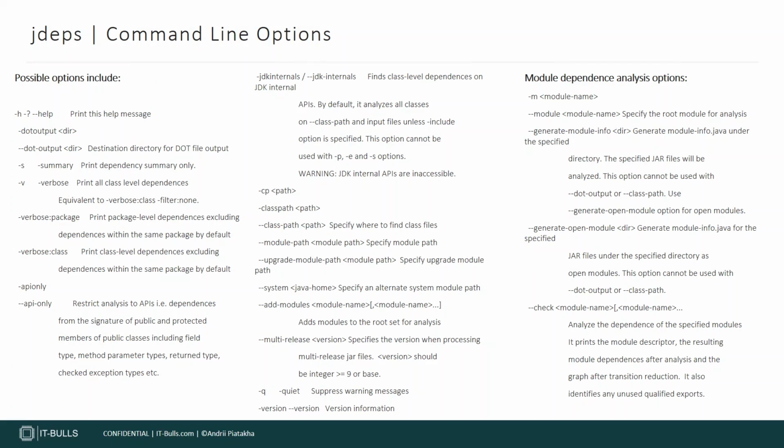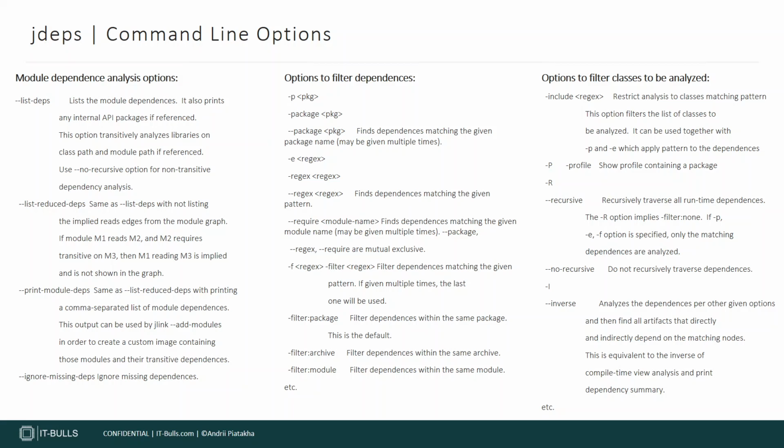On the screen you can find command line options that you may use with jdeps. On the slide you can find possible options: module dependency analysis options, options to filter dependencies, options to filter classes to be analyzed. And as you can see there are a lot of them. Probably, it doesn't make sense for me to hold a demo of each option. I believe you understood the main principle and saw a live demo with a few options. You can just play with other options if you want. Feel free to pause the video if you want to read all comments on the slide.